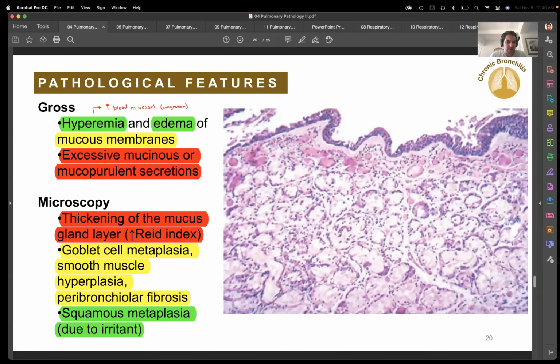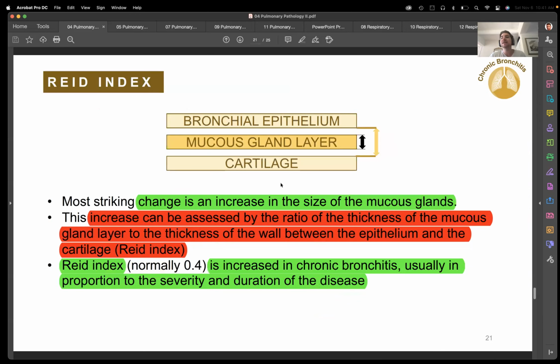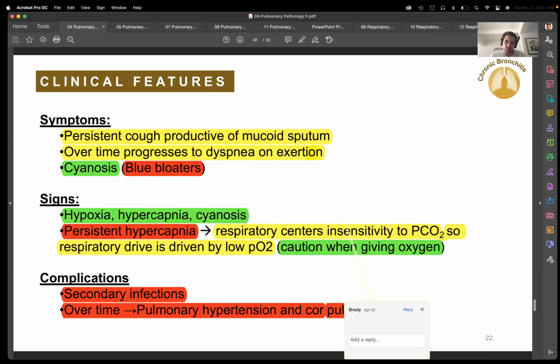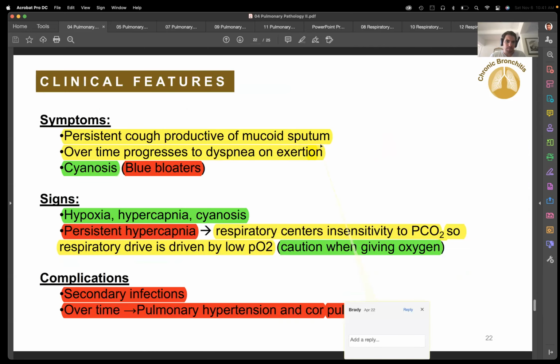Let me go back one slide, make sure I covered it. And it can even lead to squamous metaplasia due to irritation. I don't know how high yield that is, but anytime that Reid index goes up, you're adding mucus glands to the three layers. All right, and then again, they're considered these blue bloaters, which is still obstructive.